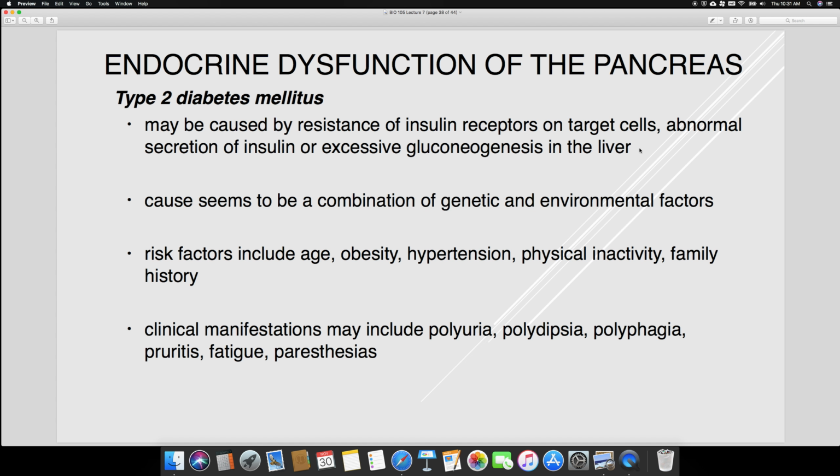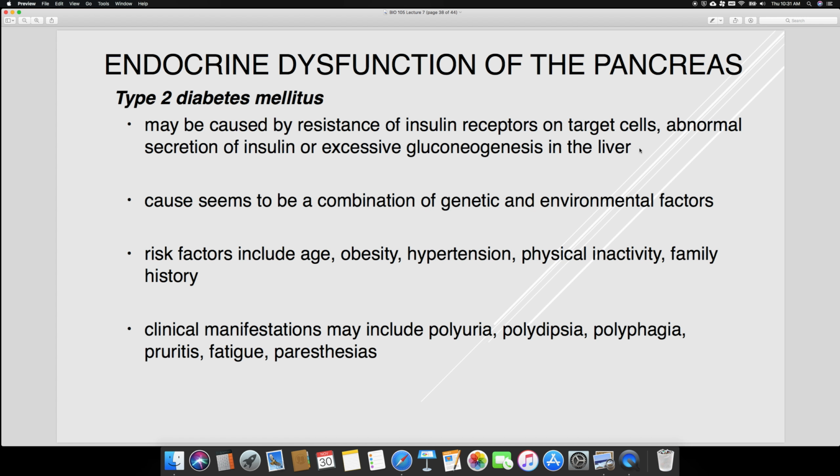But also abnormal secretion of insulin, or if the liver is just making too much glucose, that can also result in type 2 diabetes mellitus, but it's most commonly due to insulin resistance. So, like most of these chronic diseases, it's a combination of genetic and environmental factors that is the etiology.